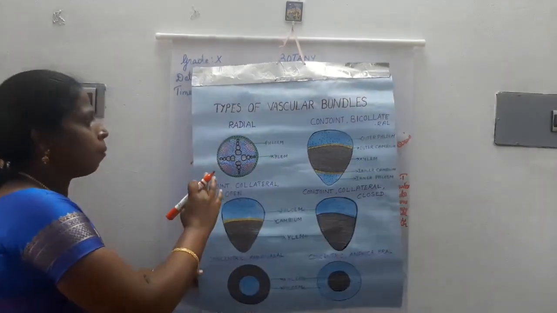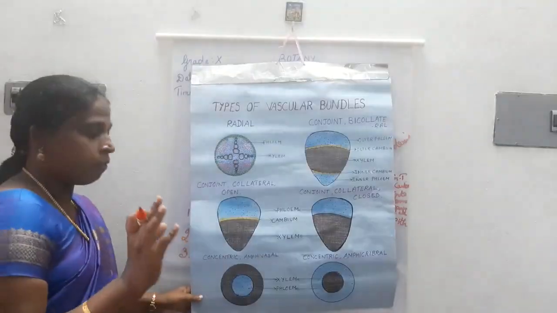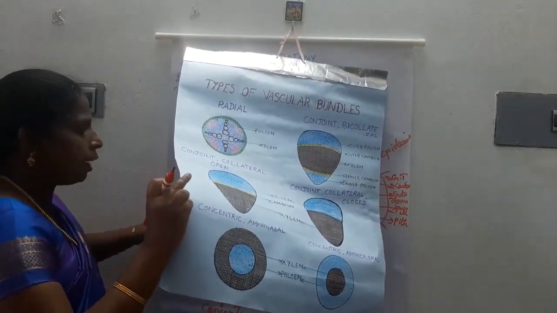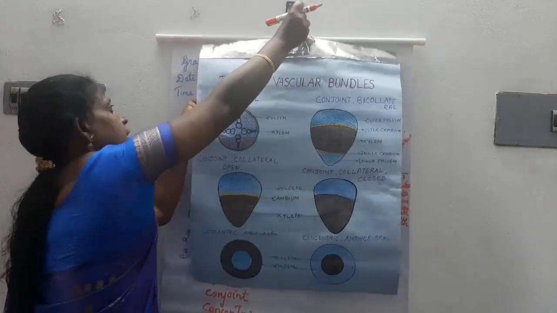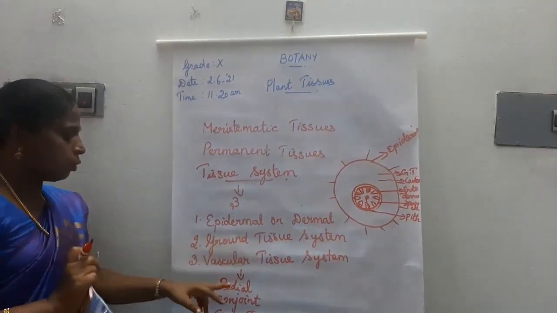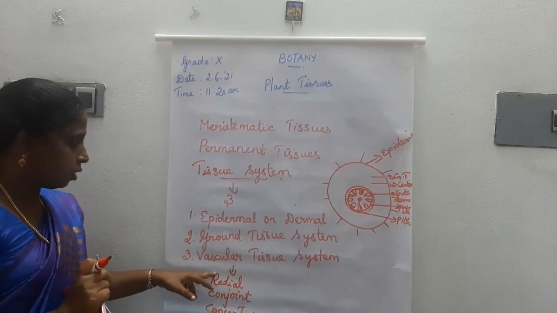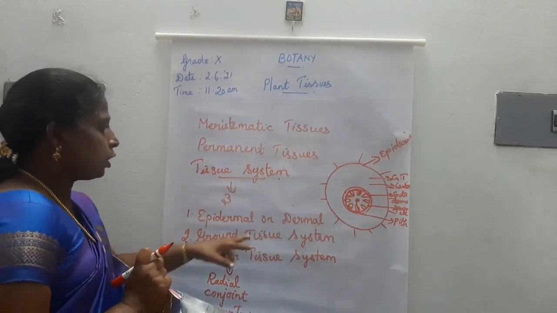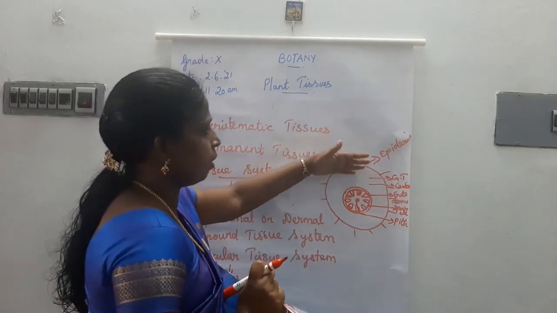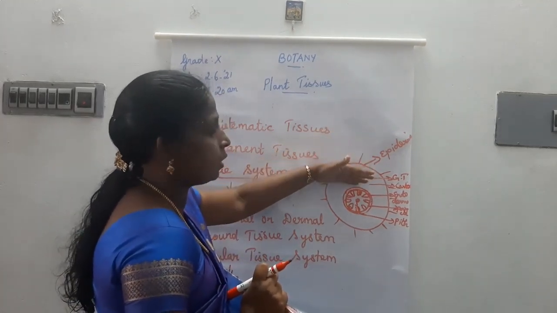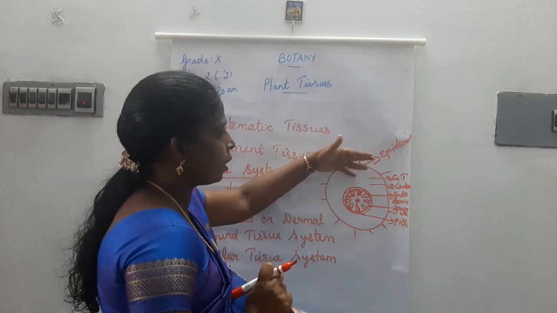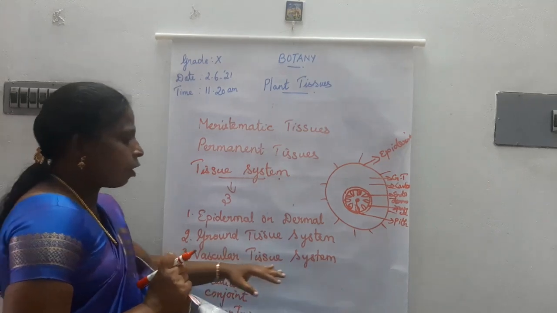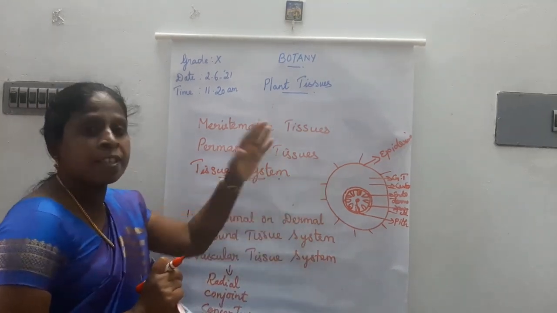Okay. So the main tissue systems are the epidermal tissue system, ground tissue system, and vascular tissue system. Epidermal is the outermost layer. The ground tissue system is present below the epidermal region. It consists of cortex, endodermis, pericycle and pith. The vascular tissue system consists of xylem and phloem.